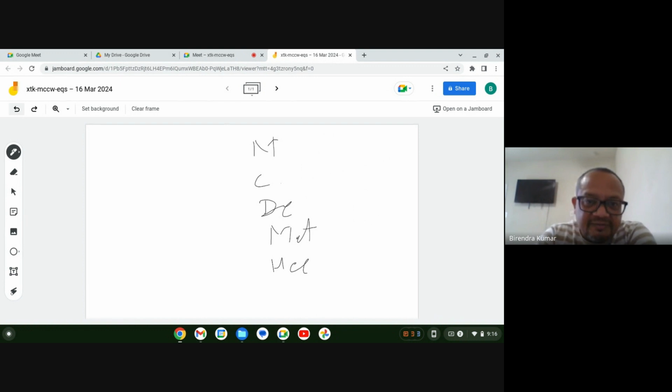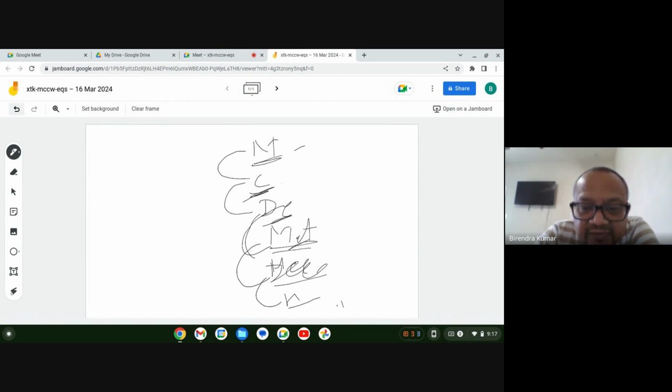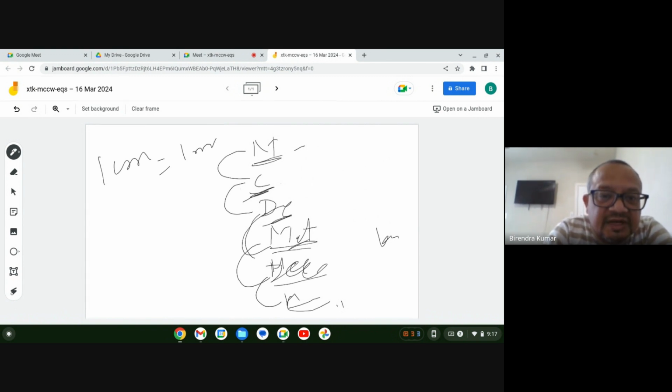So this sequence, right? Milli, centi, deci, meter, deca, hecto, kilo. I said everything is 10 times. Meaning, 1 centimeter is 10 times of a millimeter. 1 decimeter is 10 times of a centimeter. 1 meter is 10 times of a decimeter. Decameter is 10 times of a meter. Hectometer is 10 times of a decameter. And kilometer is 10 times of a hectometer. Now look at this. 1 centimeter equals 10 millimeters. 2 centimeters equal 2 into 10 millimeters. 3 centimeters equal 3 into 10 millimeters.